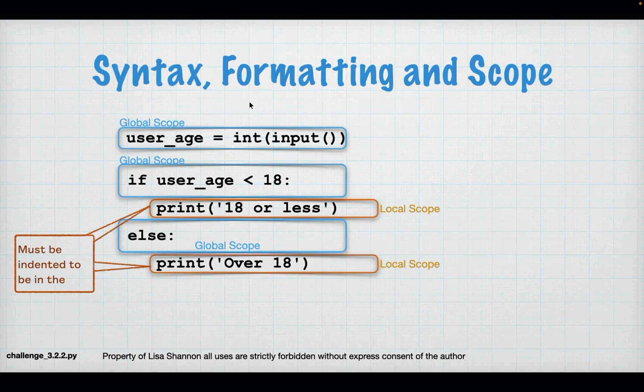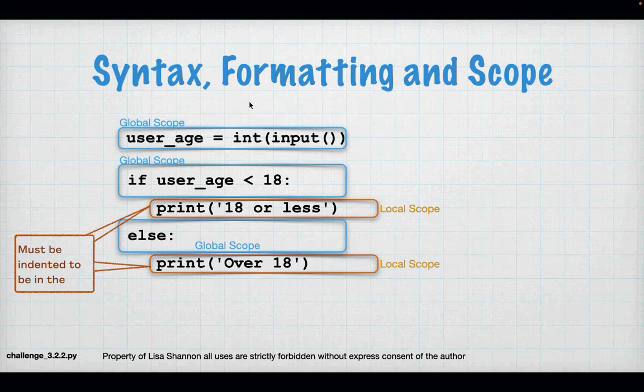These are very simplistic examples. We'll get to some more complex examples in just a little bit, but I wanted to get you guys thinking about global and local scope. You can always tell a local scope when you don't have a colored graph in front of you because of the indentation. You will notice that print 18 or less and print over 18 are both indented from their keyword if or keyword else. That is your way of telling Python that this statement is in the local scope, and I don't want you to consider it unless you get to this scope.